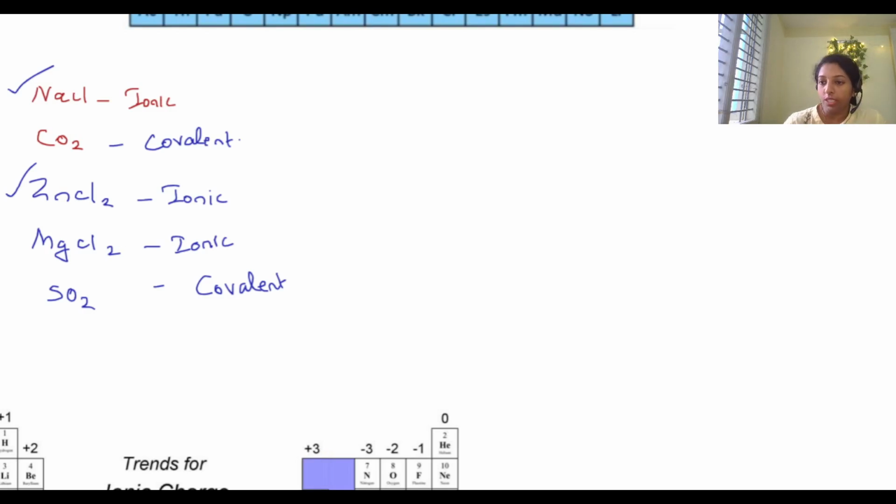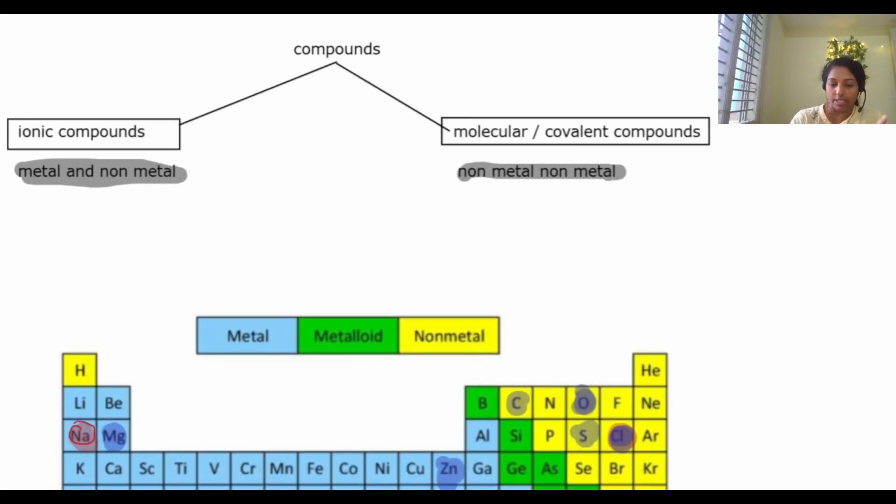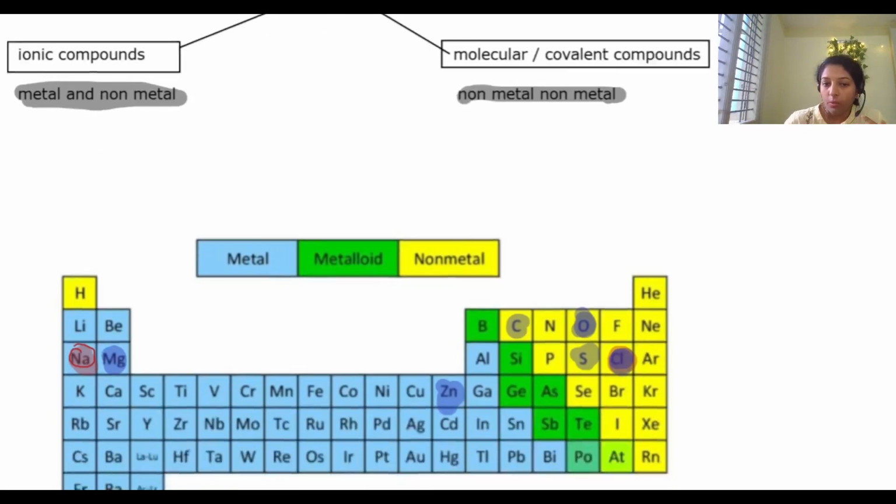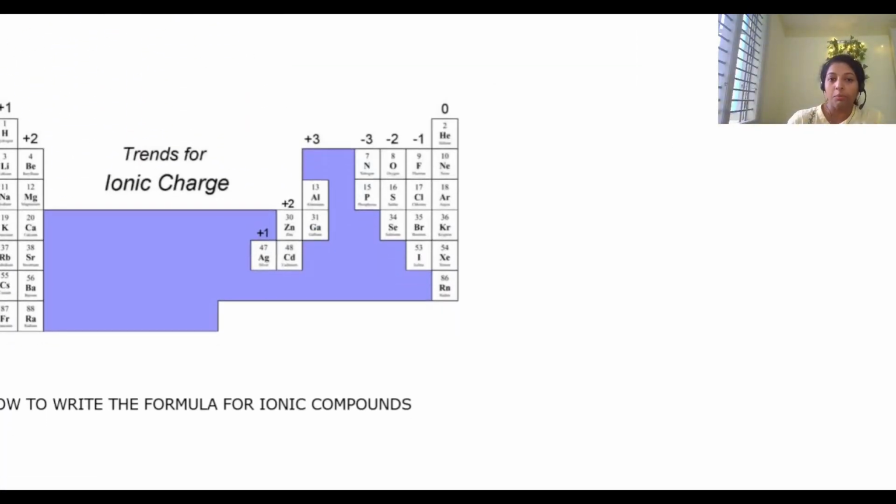So first we studied just categorization: how do you know one is an ionic compound and the other one is a molecular compound? I hope you understood that part. Now let's move on to the second part. The second part, as we said, is how to write the formula of an ionic compound.